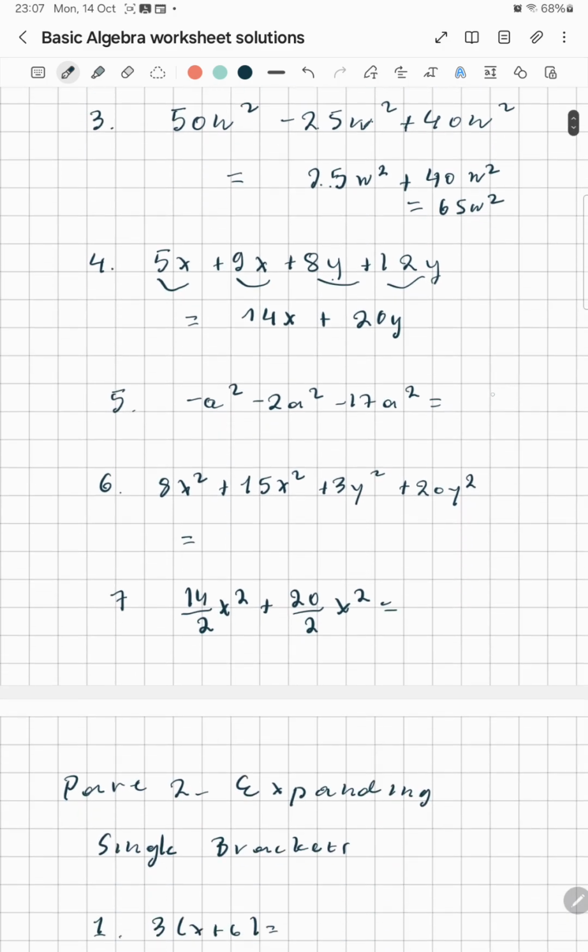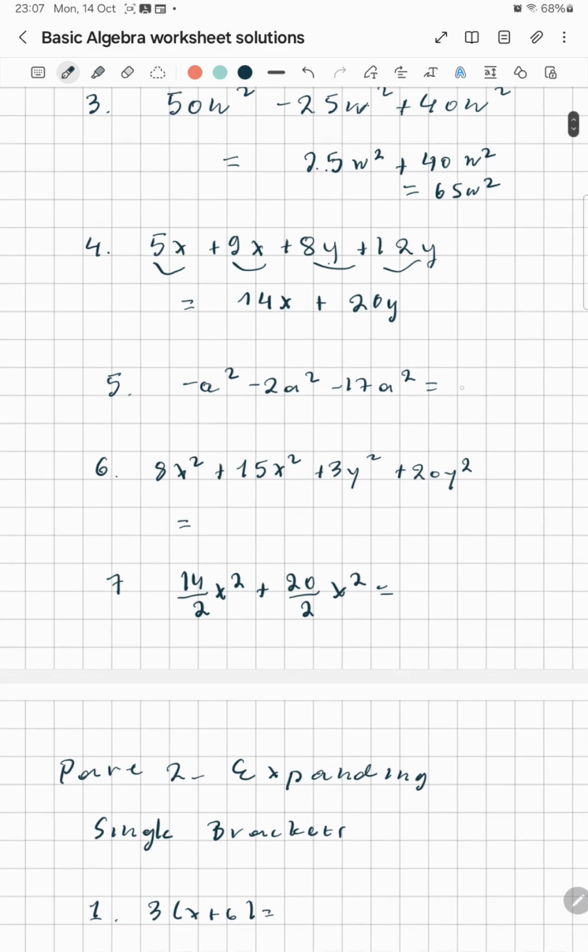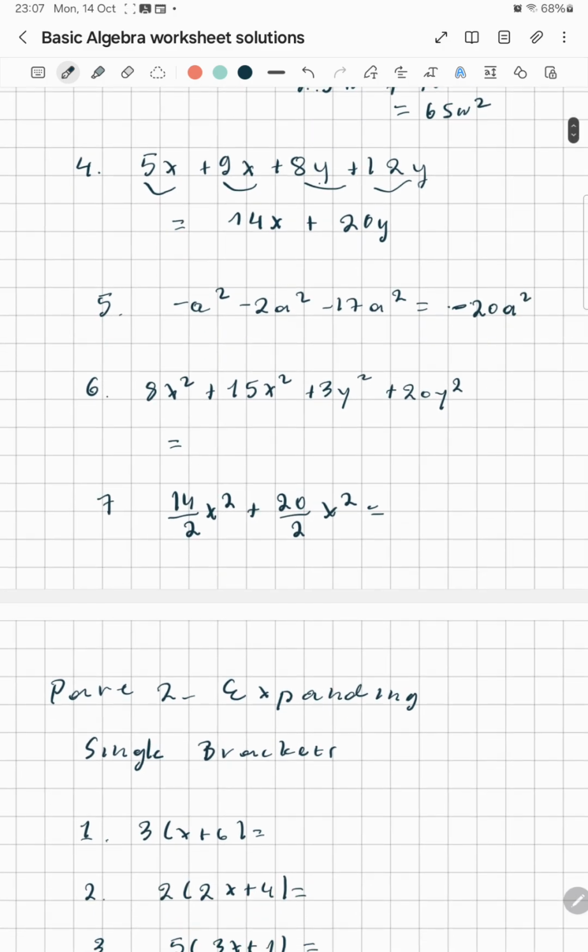The next one, we have minus a squared minus 2a squared is minus 3a squared. Minus 3a squared minus 17a squared is minus 20a squared. We pick here x squares, so it should be 23x squared plus 23y squared.